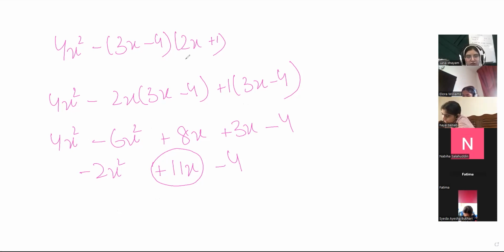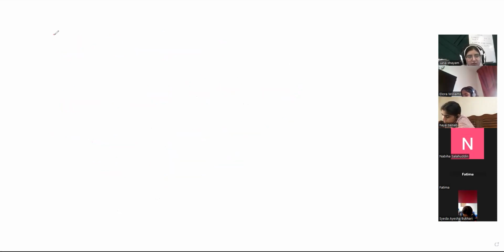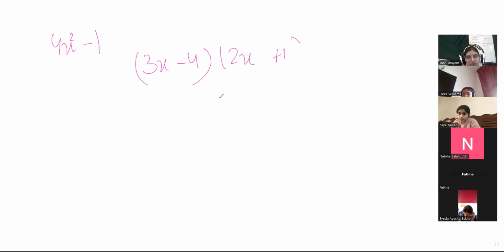Okay, let's do one thing. Let's keep 4x square minus on the side right now, and let's multiply only this number. 3x minus 4 and 2x plus 1. So 3x, 2x.